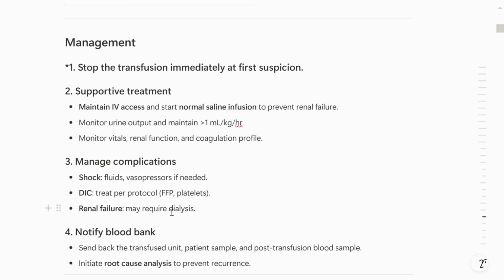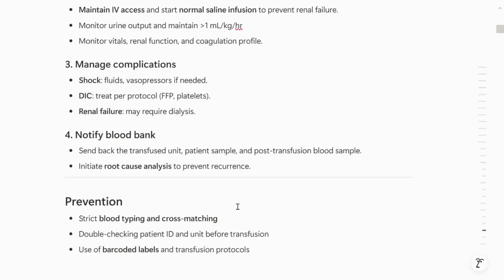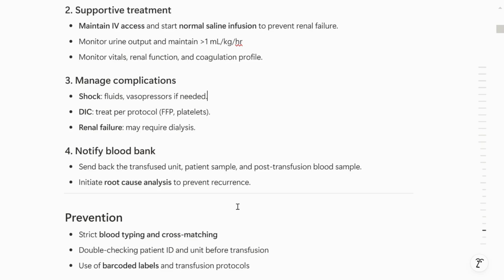And the most important point is to notify the blood bank, because most of these transfusion reactions are caused by clerical error. So it is very important to notify the blood bank so that the patient's sample and transfusion notes are counter tested so that any further incident in the future can be prevented. So for prevention, we have to have very strict blood typing and cross-matching, double check the patient's ID and unit before transfusion, and use of barcode labels can be optional.